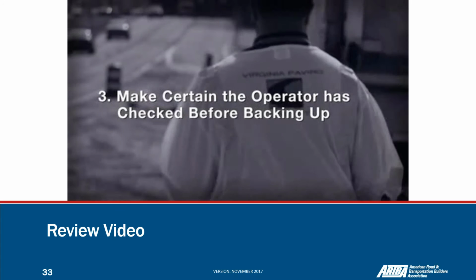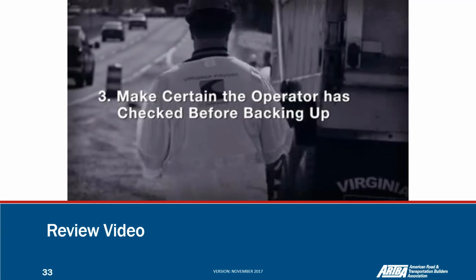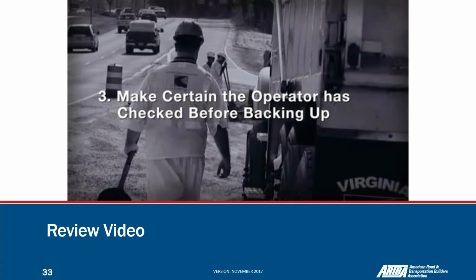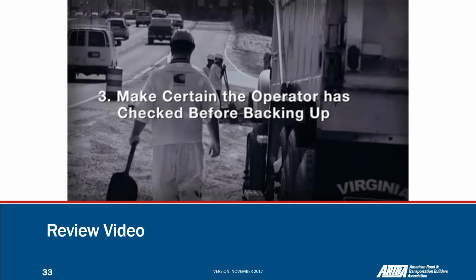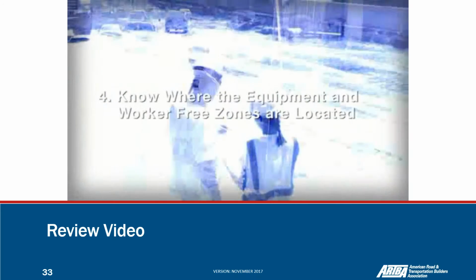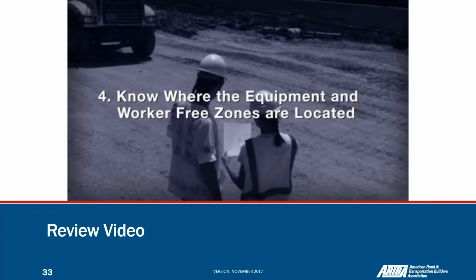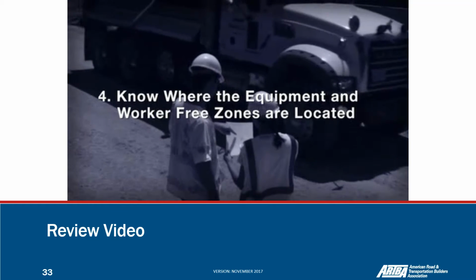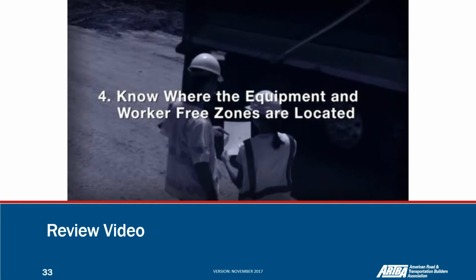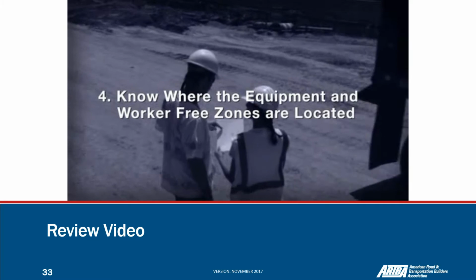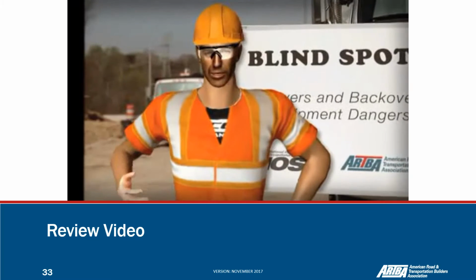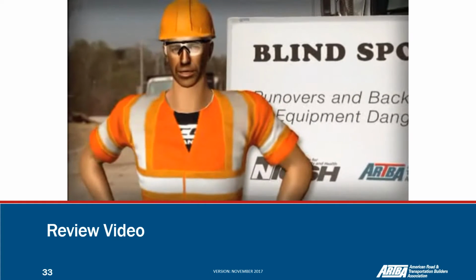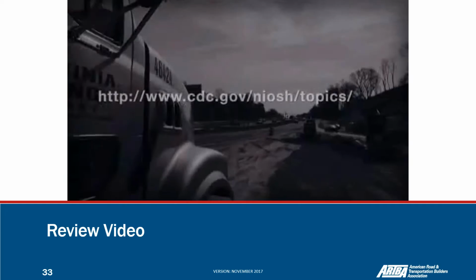Before backing, dumping, or maneuvering the truck or equipment in a blind area, make sure the operator has personally checked to ensure there are no workers. Again, trained spotters can perform this critical function. Finally, check with your supervisor or lead person to see where the equipment and worker-free zones are located. Stay in your area until you have been cleared to leave. A little information can help a lot to make sure you avoid accidents, injuries, or deaths in equipment blind spots.